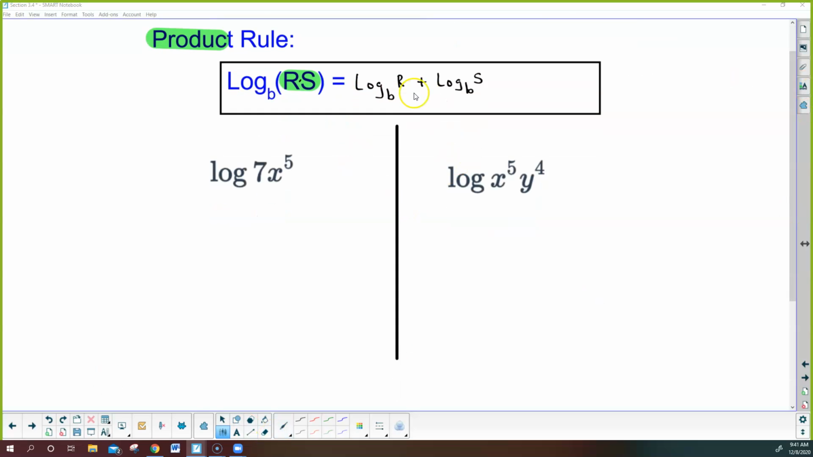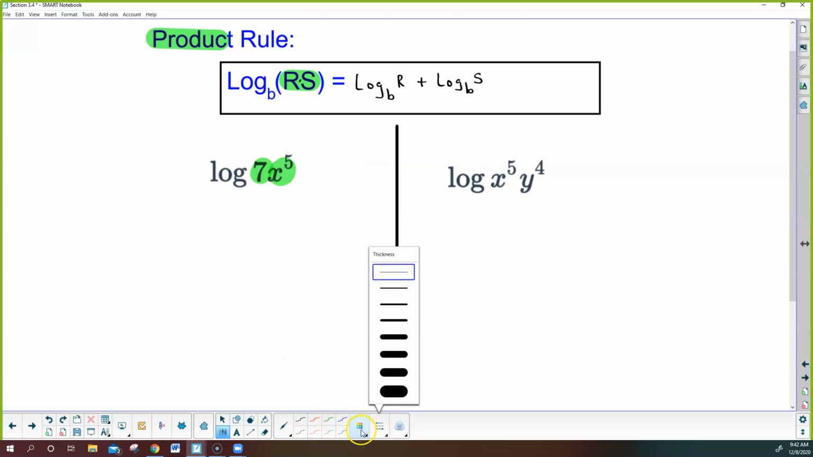So let's look at these 2 examples, and now you'll notice some of these are combined together. There's multiple rules, and that's the goal, is we want to be able to apply, if we need to, all of the rules at once. So watch how I do this, and it's not really applying them all at once, it's applying them in pieces. So when I look at the first example, we've got the log of 7x to the 5th. Well, I've got a product, right? I've got 2 things being multiplied together.